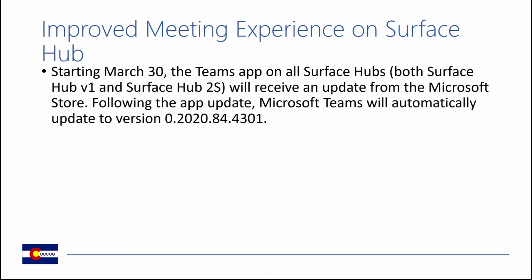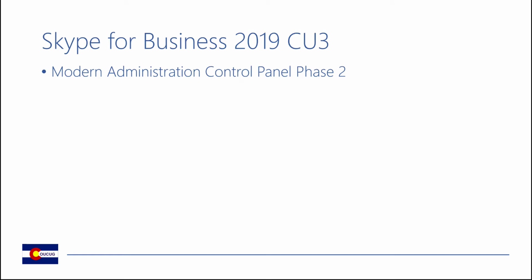On the Surface Hub, the latest update, March 30th, the Teams app got an update, and this allows for a new meeting experience, or an improved meeting experience, I should say. And with this, I have not actually been able to test this, so I'm curious what that really looks like for the improved meeting experience. But if you do have a Surface Hub, whether it's the original V1 or a new 2S, it's probably an update that you want to go grab.